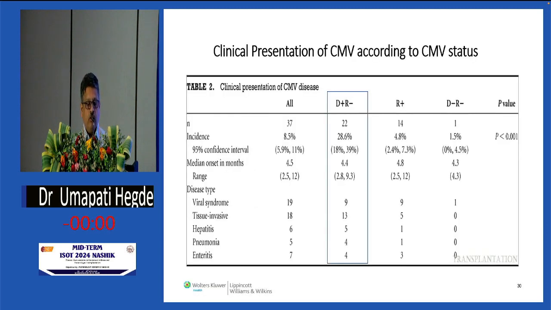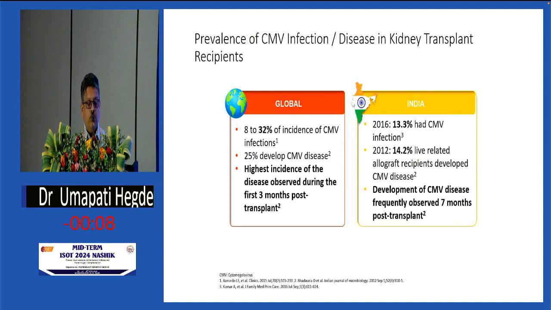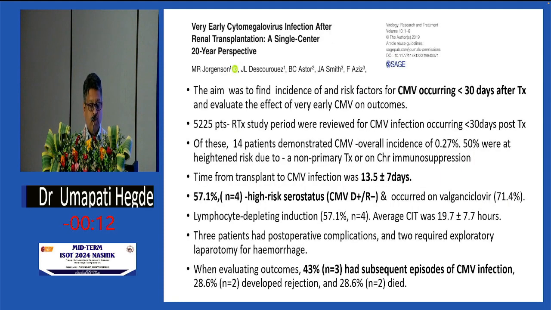CMV, if it is a donor positive, malignant, you have it, and the ATG induction increases the risk, and even the mycophenolate use. We see around 32% globally, it's only 13% in India, what we see. And in the early onset, around 51% of the patients were contributed by donor positive and recipient negative. And the evaluation shows that they may have subsequent episodes of CMV infection.